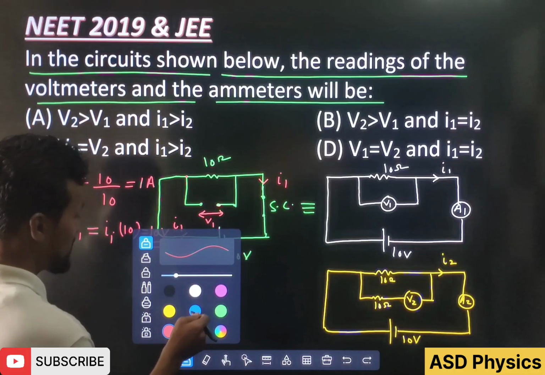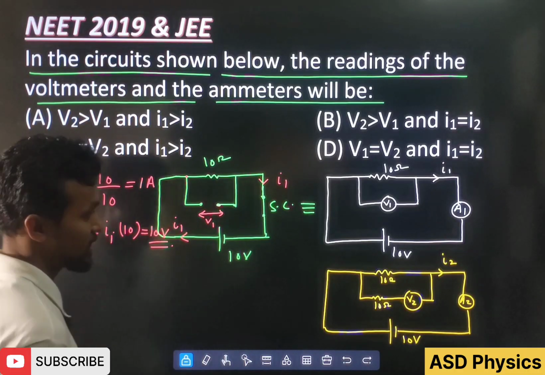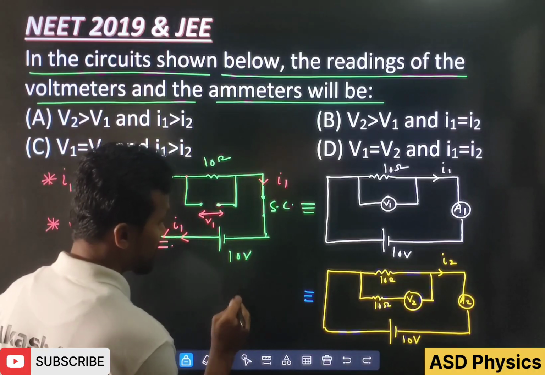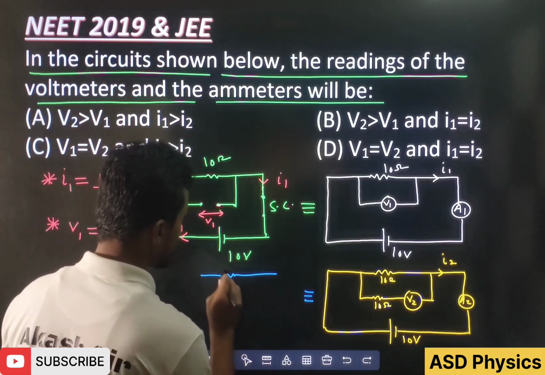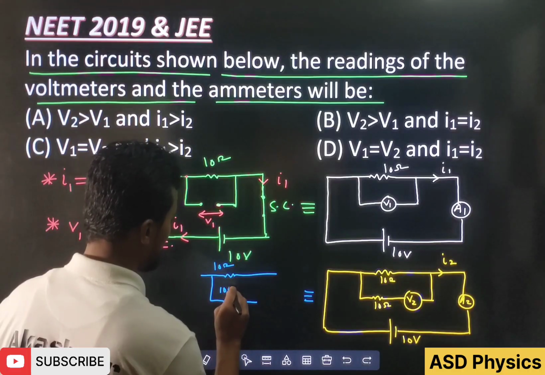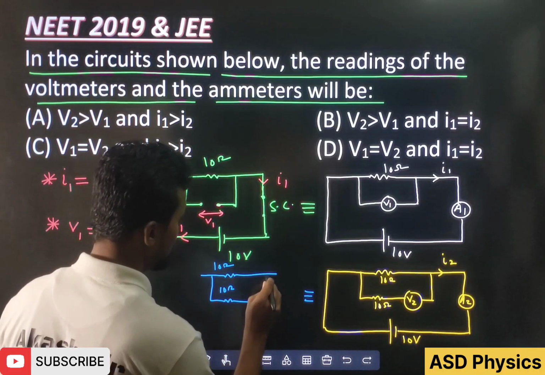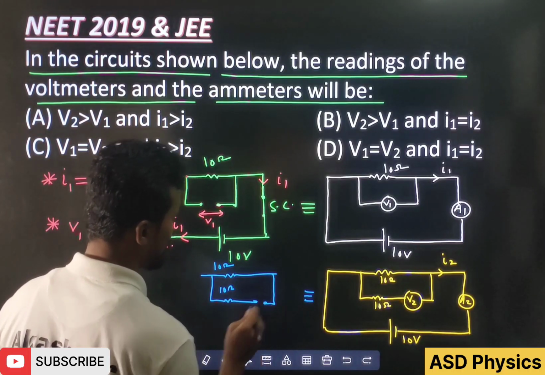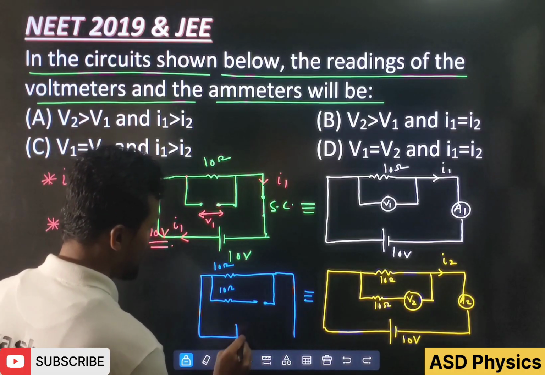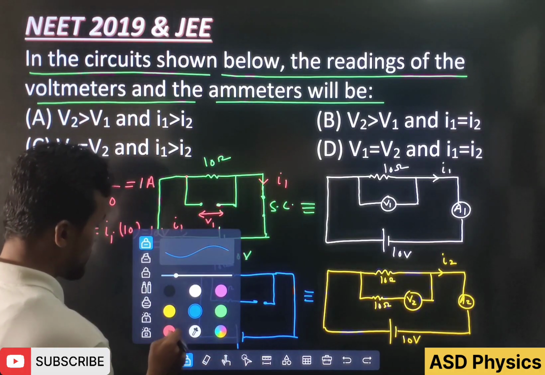Now students, let's check the next one also. Here also we'll draw the diagram. This is 10 ohm, and here also 10 ohm, and the voltmeter is here. This will become an open circuit. Voltmeter is an open circuit. After that, we can draw it like this.